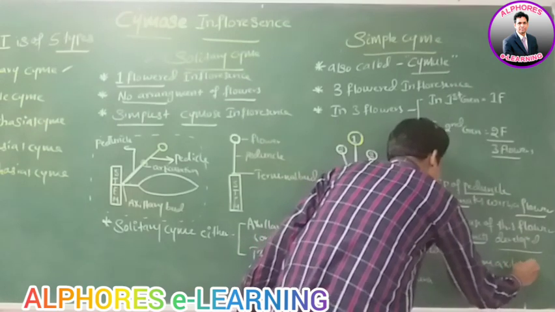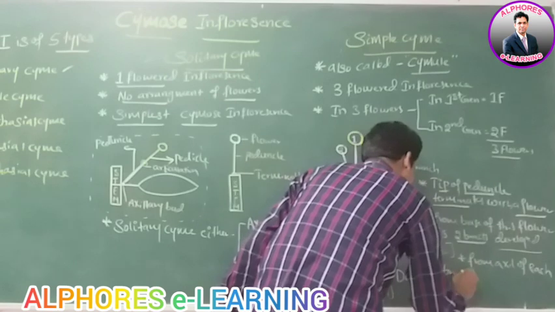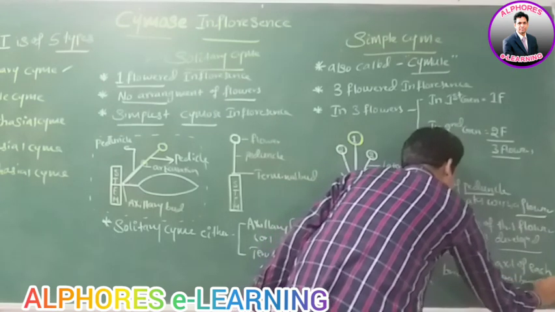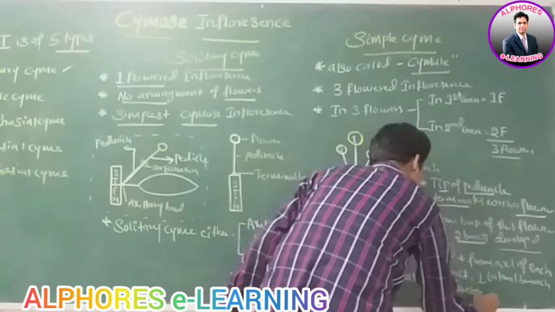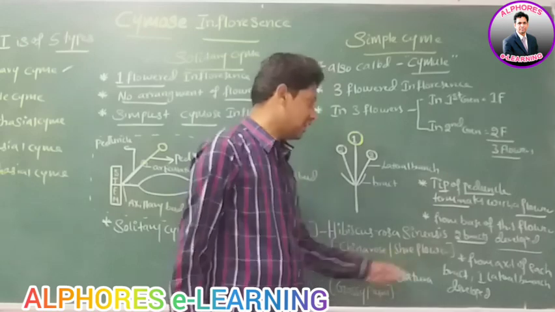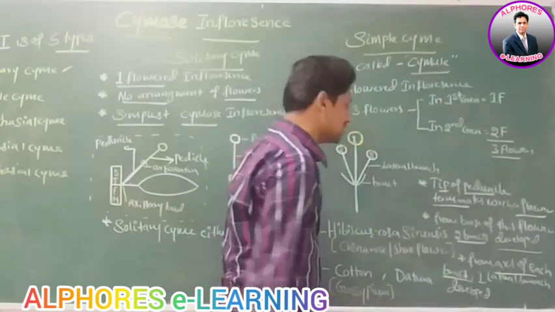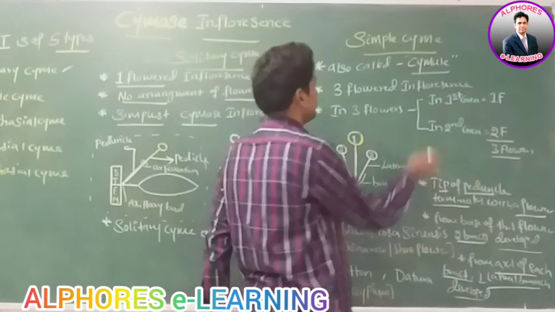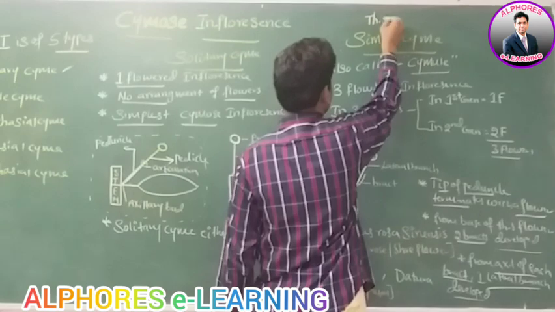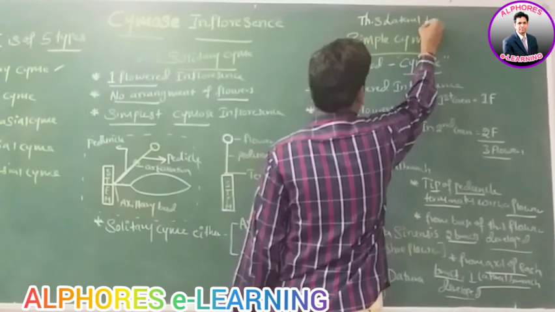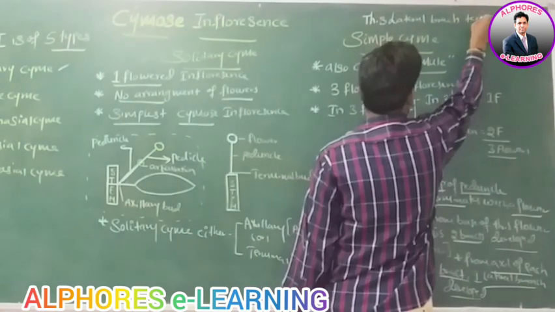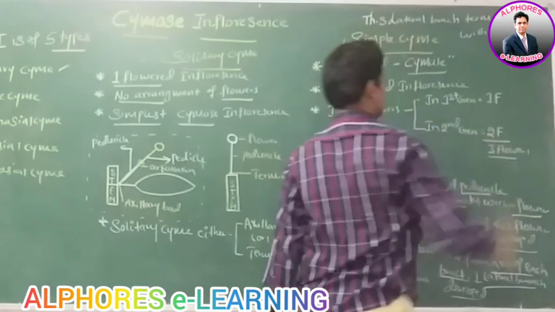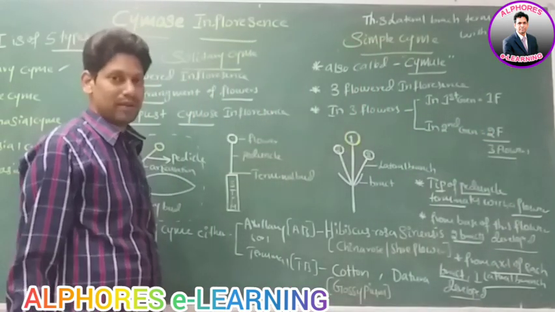From the axil of each bract, one lateral branch developed. Is this statement okay? Right. From the axil of each bract, how many lateral branches developed? One lateral branch. This lateral branch terminates with what? A flower. I am writing here. This lateral branch terminates with a flower, right?